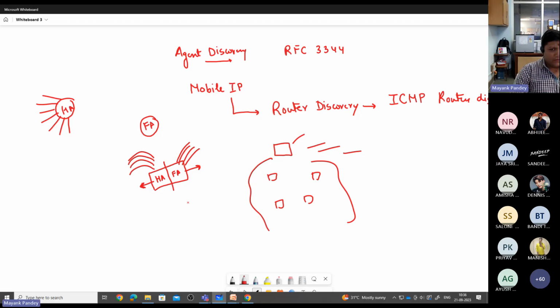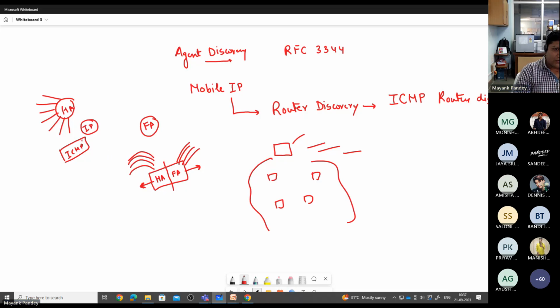Now, just tell me one question. Why are these advertisements necessary? Why are these periodic advertisements necessary? There might be new mobiles in the area, which they might not know are arriving, or which are leaving. Now, obviously, these are ICMP messages which are encapsulated within IP messages.